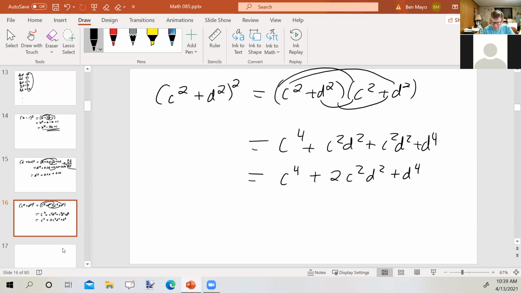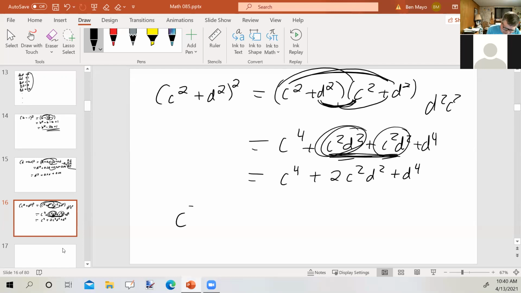Notice something, and maybe I should have mentioned this before as a reminder. So here I had c squared times d squared. Here I had d squared times c squared, but instead of writing d squared, c squared, I put the variables in alphabetical order within the term so that it was easy to recognize that those were like terms. If I'd written the first one like this and the second one like that, you might not have seen that those are like terms. Okay, so be careful with that.